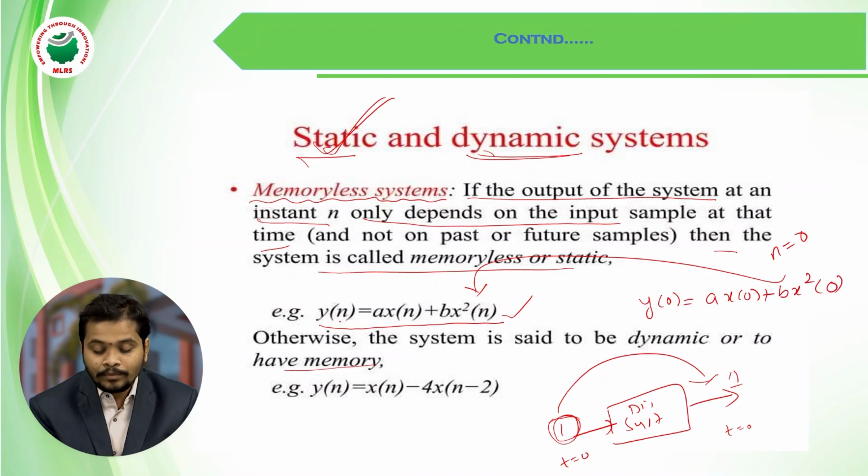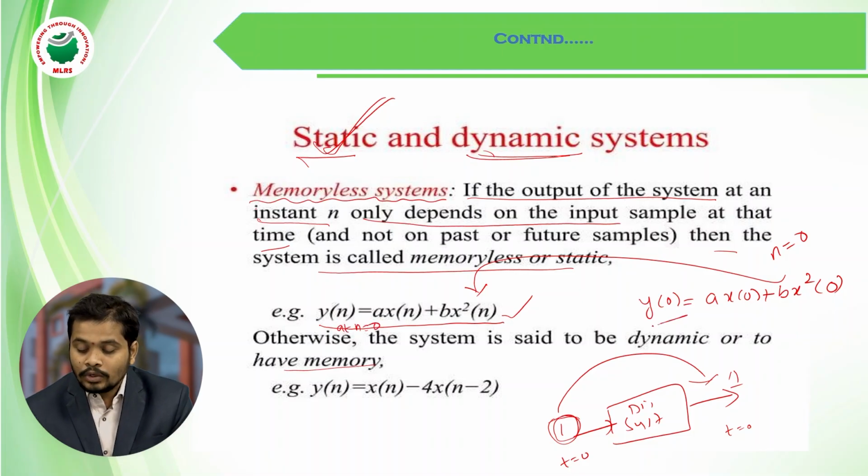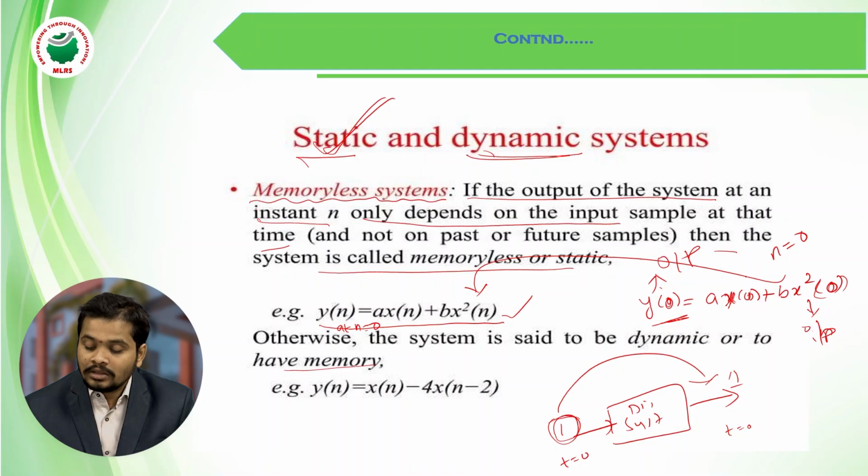If you see this equation at time n equals 0, y of 0 is nothing but, taking y as the output and x as the input. So the output at the 0 interval depends only upon the input at the 0 interval, not on the previous one. So it is said to be a static or memoryless system.